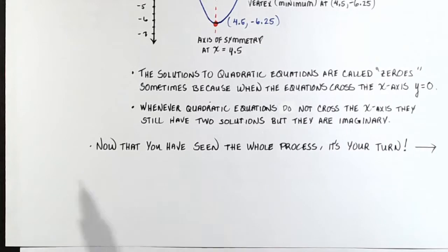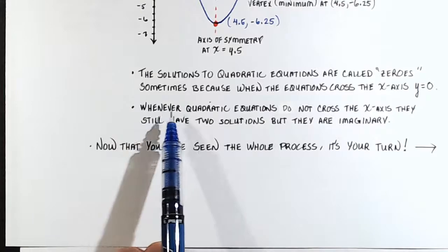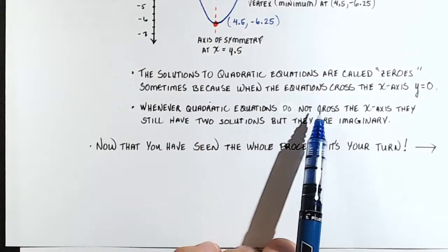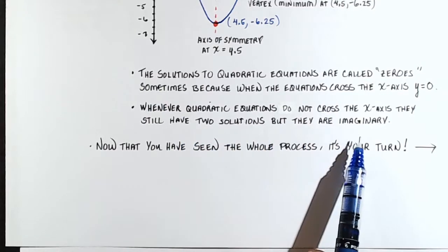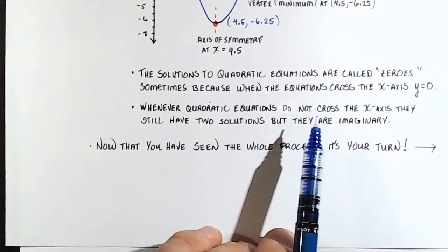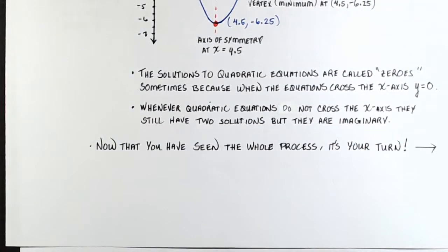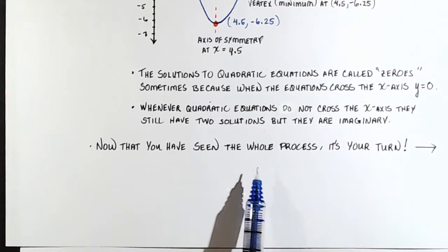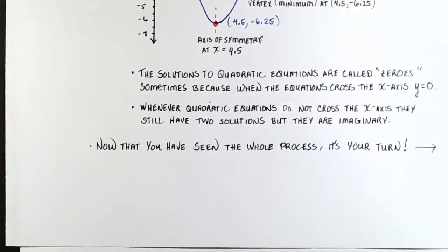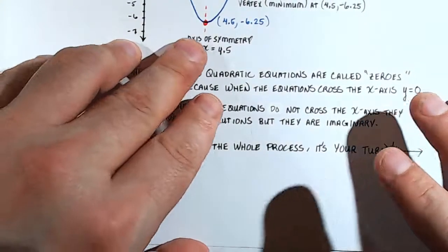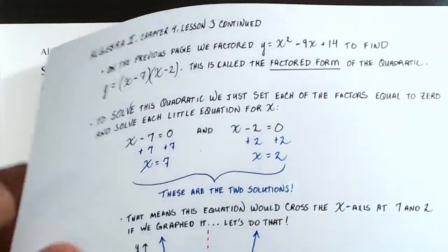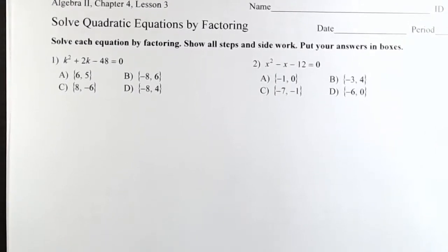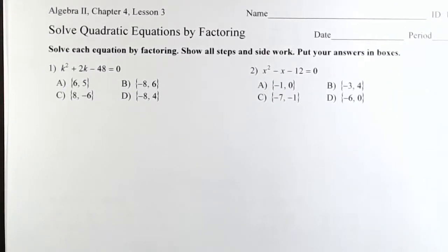Now, these quadratic equations don't always cross the x-axis. Whenever quadratic equations do not cross the x-axis, they still have two solutions, but those solutions are complex or imaginary. So, now that you have seen the whole process, it's your turn. We'll turn the page here and take a look at a homework assignment. All right, take a look at this for a moment.